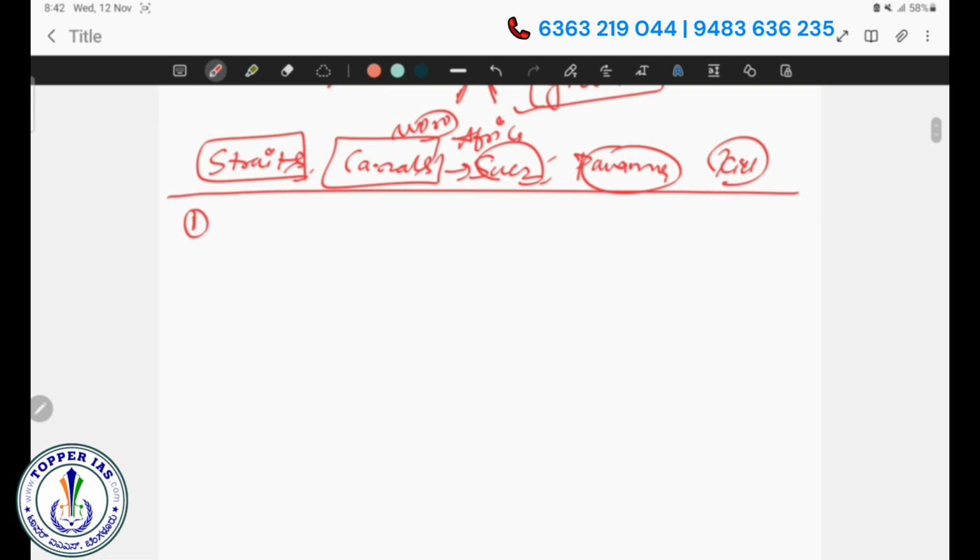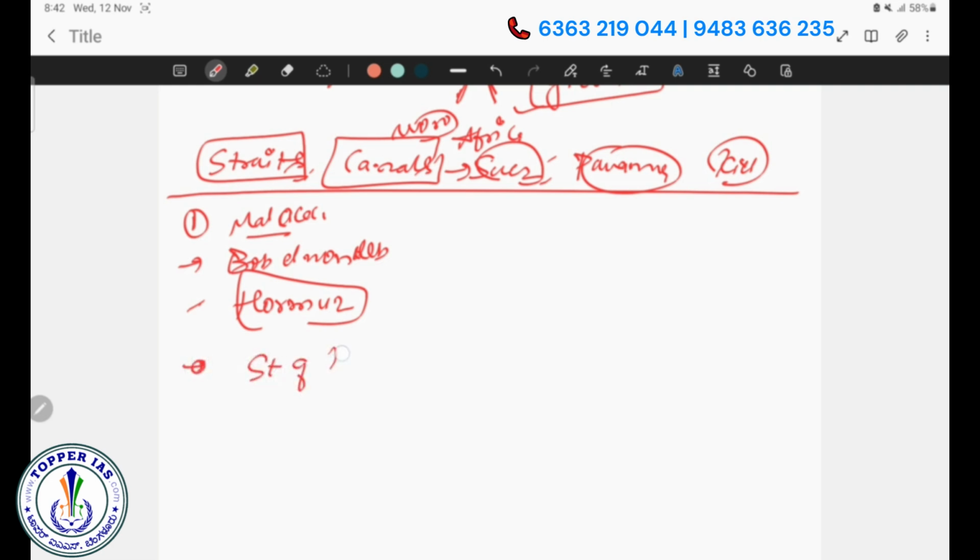One important strait is the Strait of Malacca, always in the news. Along with it, you have to work on the Strait of Bab el Mandeb, then the Strait of Hormuz, then the Strait of Gibraltar. At the same time, you have to work on one more important strait, the Strait of Kerch.